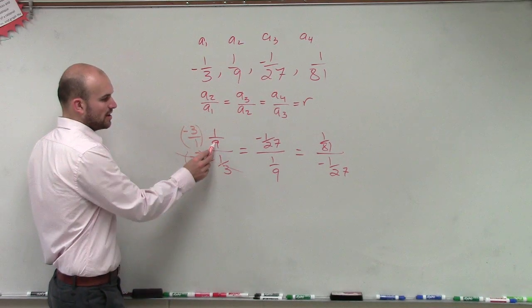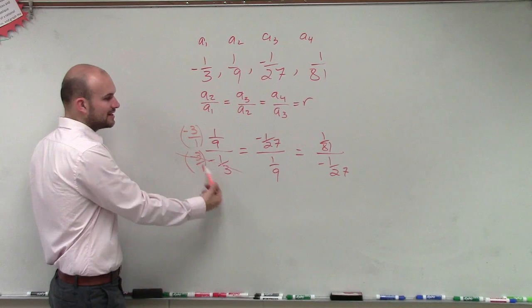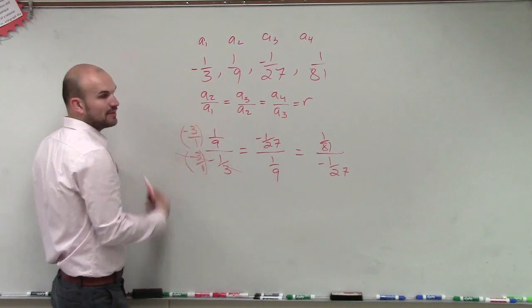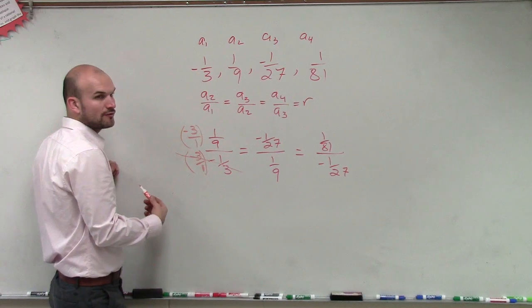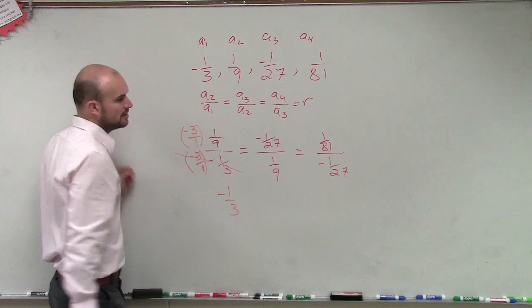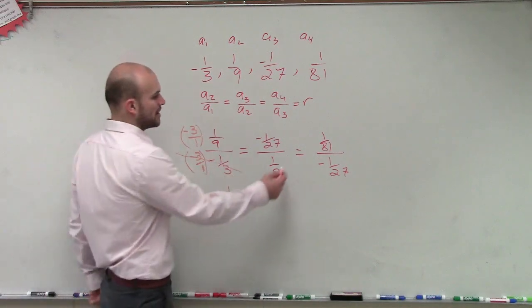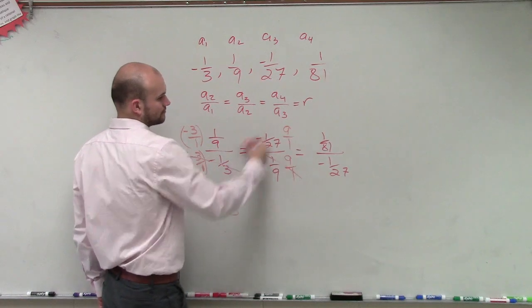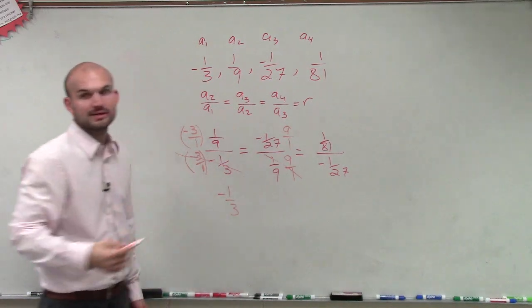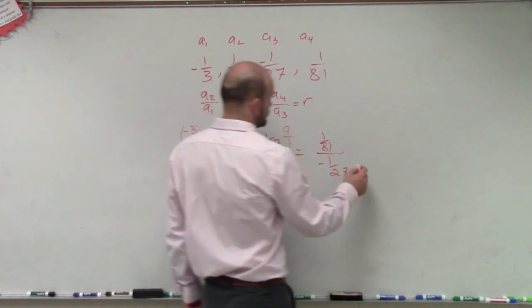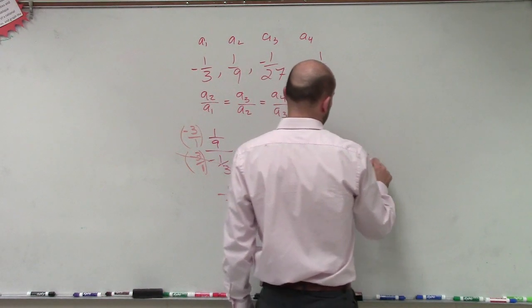So really, 1/9 divided by negative 1/3 is the same thing as multiplying by its reciprocal. And when I multiply this across, I get negative 3 over 9, which is negative 1/3. So let's see if this works over here. Multiply by the reciprocal. So I get negative 9 over 27, which is negative 1/3. Multiply by negative 27 over 1.